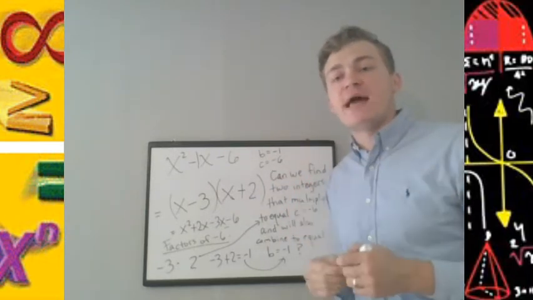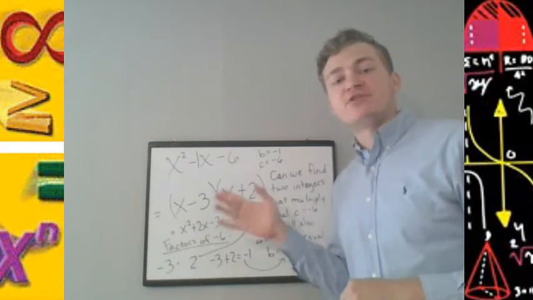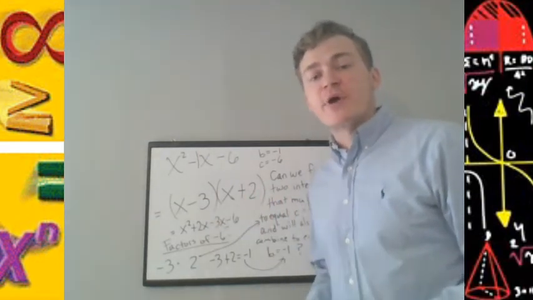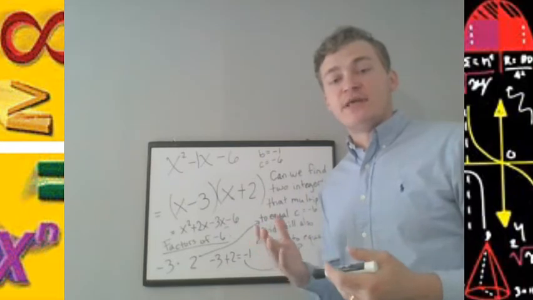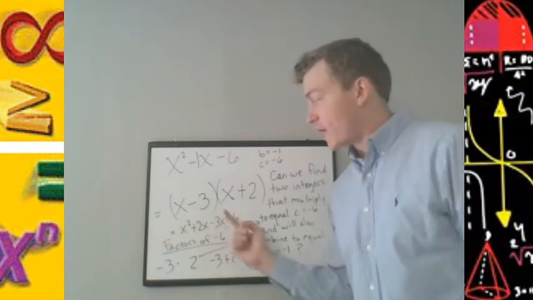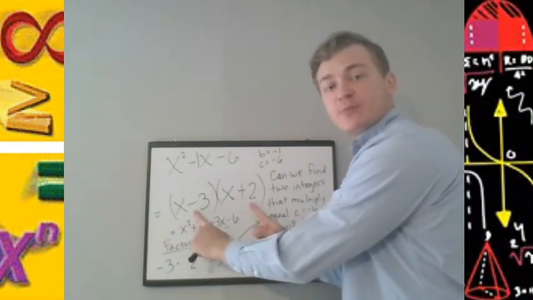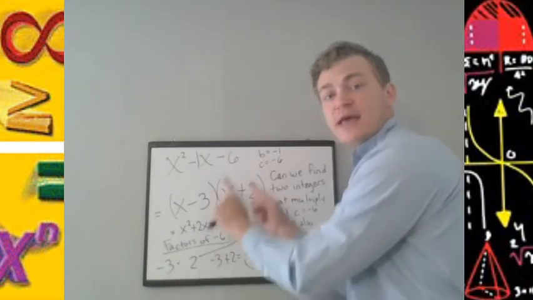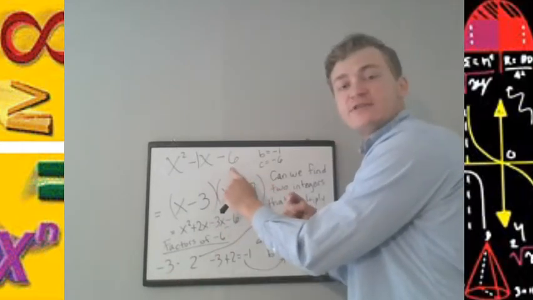That's the question we want to ask ourselves to determine if this trinomial of the form x squared plus bx plus c is or is not factorable. Because right here, the product of these two numbers, the product of the negative 3 and 2, is going to give us this c value, negative 6.